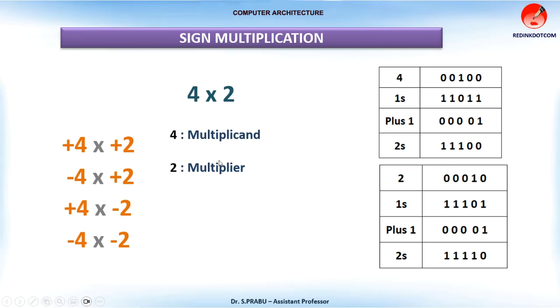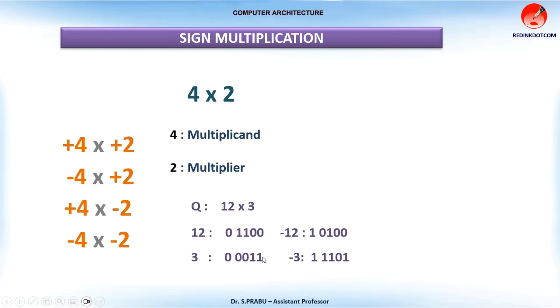For this multiplication process, you need the negative of one of these two numbers. So better you find the minus 4 value as well as the minus 2 value. For example, suppose your question asks 12 into 3 using signed multiplication. First write the 12 value as a 4-bit number, and the 3 value is usually a 2-bit number, so I add 2 0s here. Now I add the sign bit, and also find the 2's complement for these numbers, that means minus 12 and minus 3.